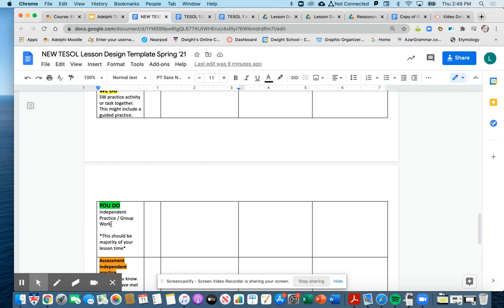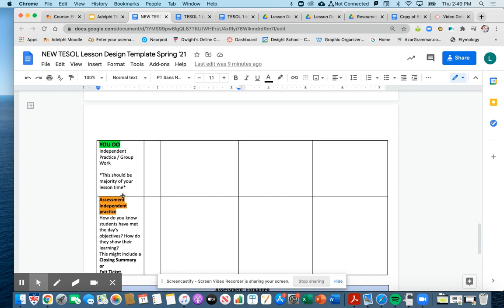In the you do, independent practice or group work, this is where you're really connecting to your day's objectives. So what are students showing that they can do? What do you hope for them to be doing when they're in their groups? What sorts of language are they using? What sorts of knowledge are they showing? So this area should take up most of the time.